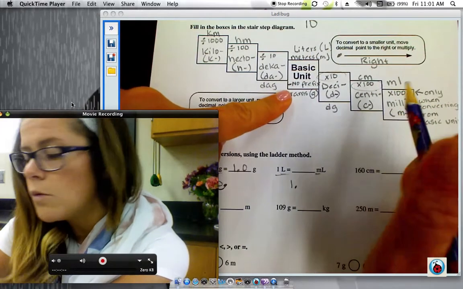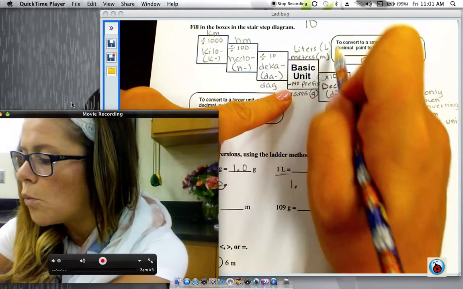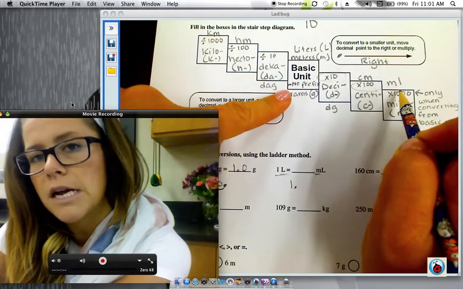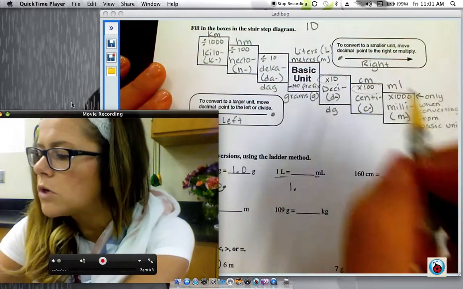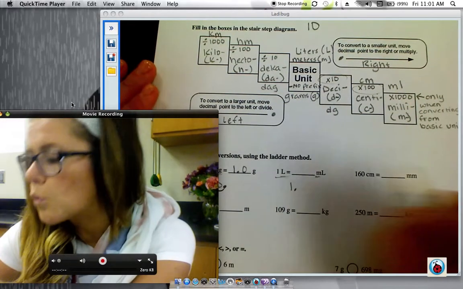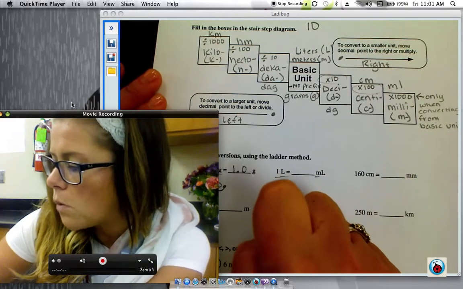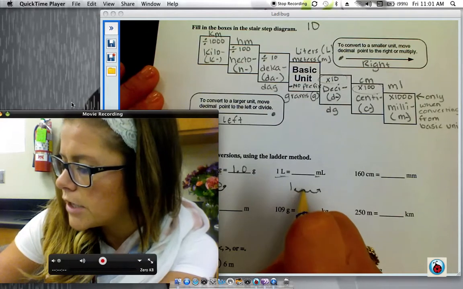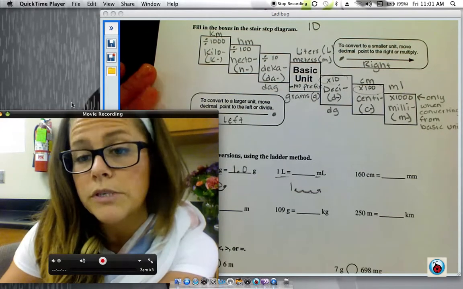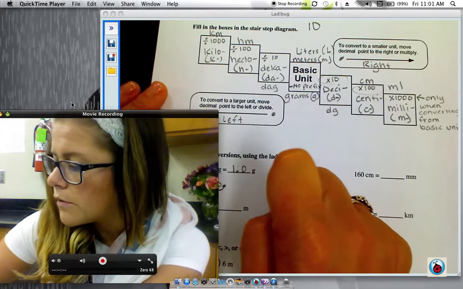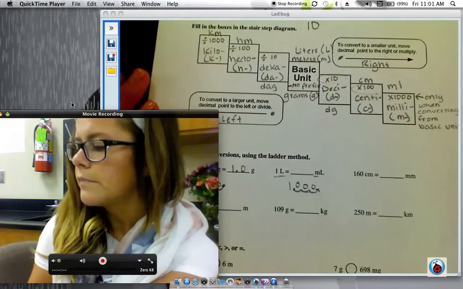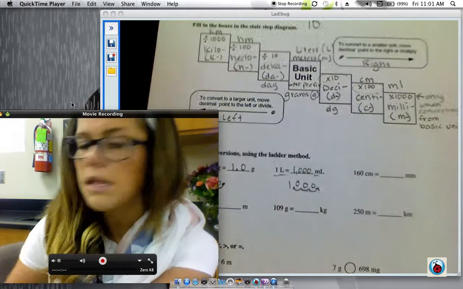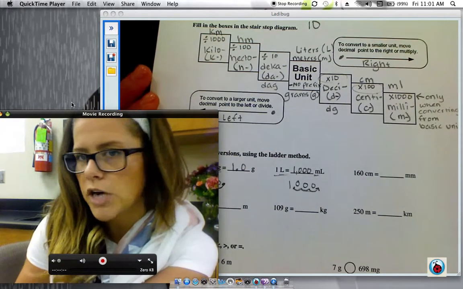To do that, we have to go down the ladder 1, 2, 3 times. So we're going to move the decimal 3 times, but because we move down the ladder to the right, we're going to move the decimal over to the right. So 1, 2, 3. Now, these little holes right here in my line when I was counting represent placeholders where the 0 goes. So we're going to put in zeros, 1, 2, 3. So 1 liter is equal to 1,000 milliliters. Okay, pretty simple. Let's try another one.